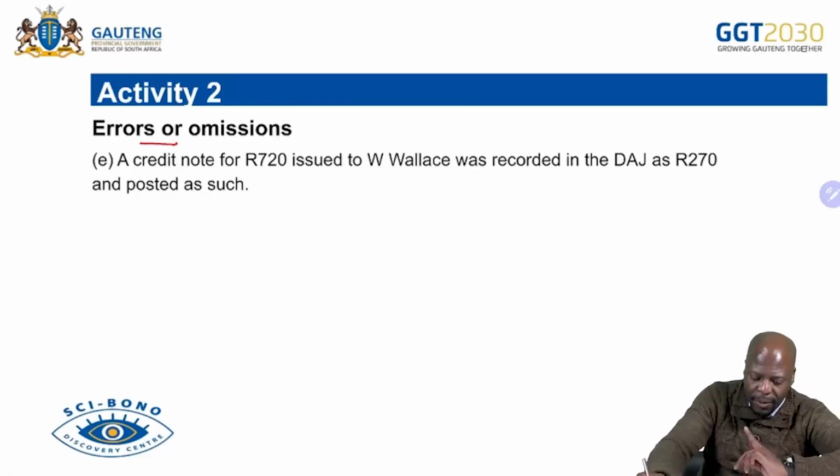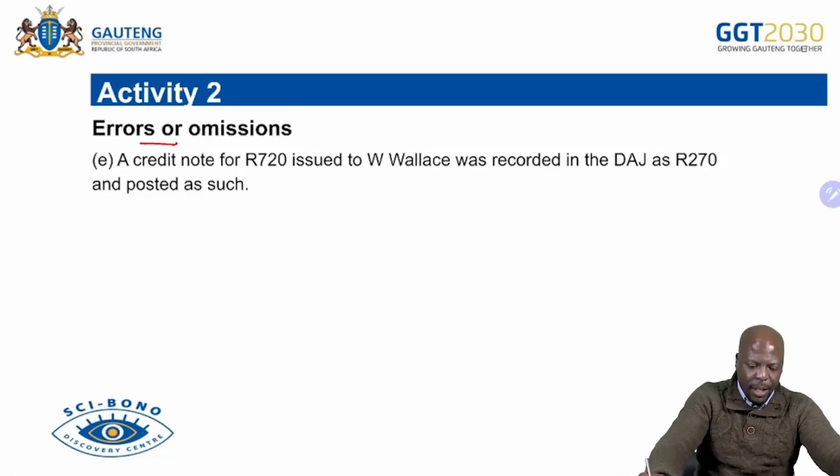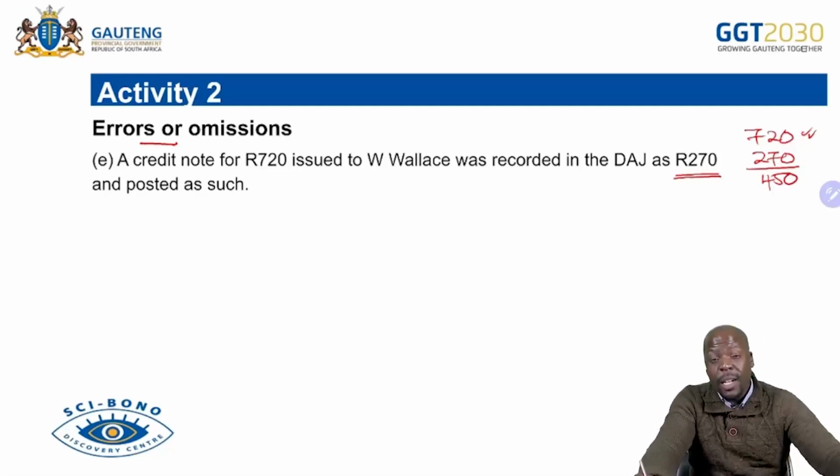So a credit note for 720 issued to W. Wallace was recorded in the DAJ as 270 and posted as such. So remember, here's the error. A credit note for 720. Here is my 720. 720 is the right amount. But it was recorded in the DAJ as 270. So what is the difference here? The difference becomes 450. So we understated. We recorded less of the credit note. It was supposed to be 720, but we recorded 270.